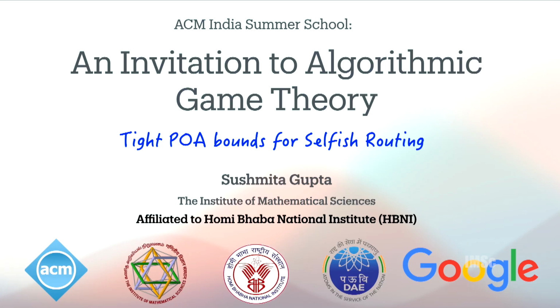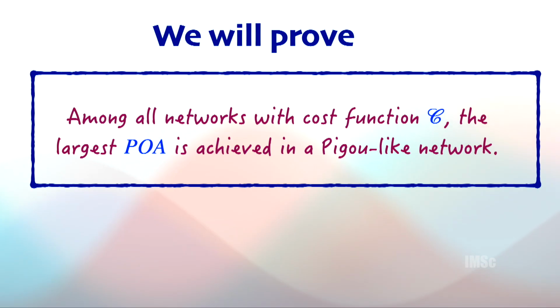We will prove the following. This was the last slide we had before, right? Among all networks with cost function C, the largest POA is achieved in a Pigou-like network. What C is, we will talk about.